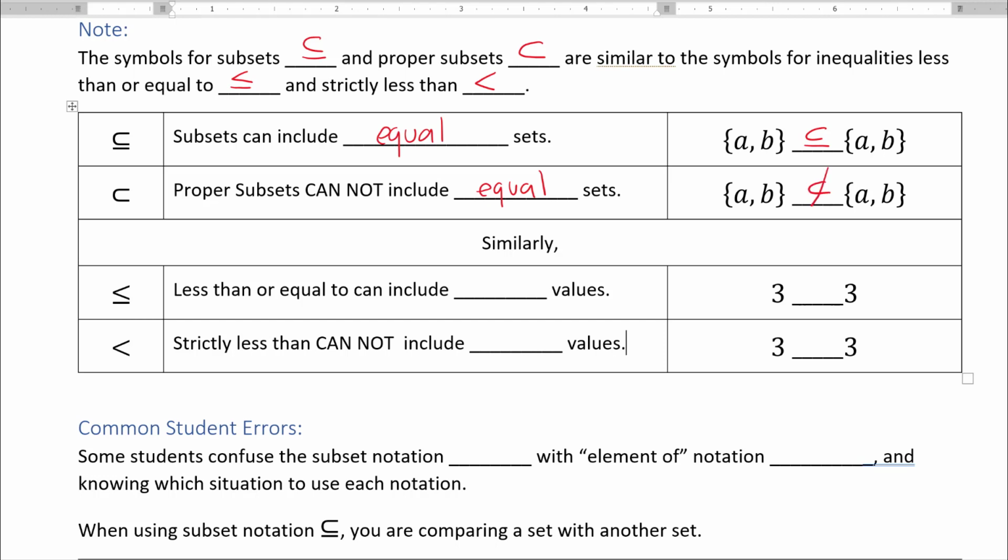Similarly, less than or equal to can include equal values, like 3 is less than or equal to 3, but strictly less than cannot include equal values. That is not true. So hopefully this helps you understand the difference between subset and proper subset.